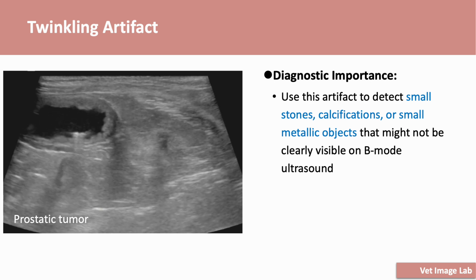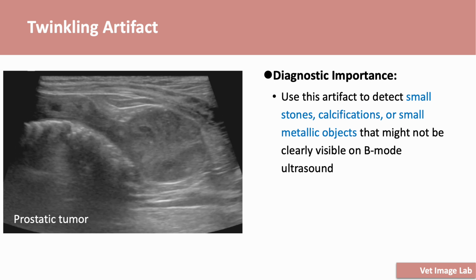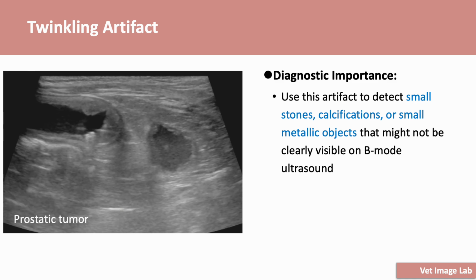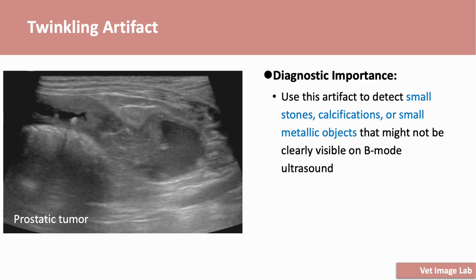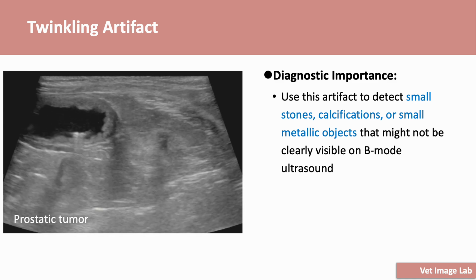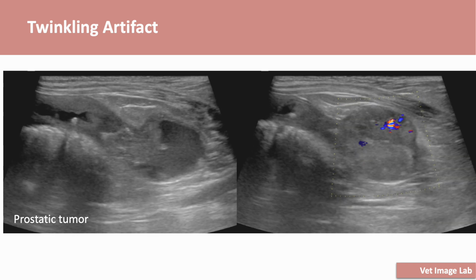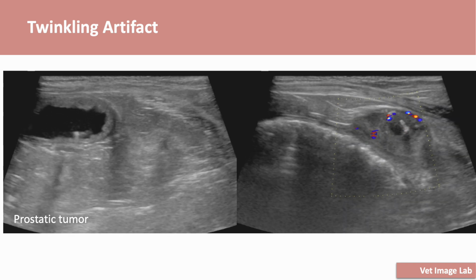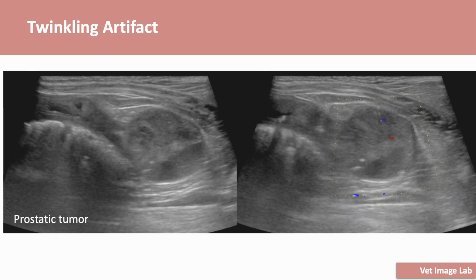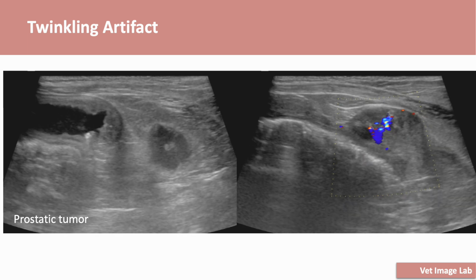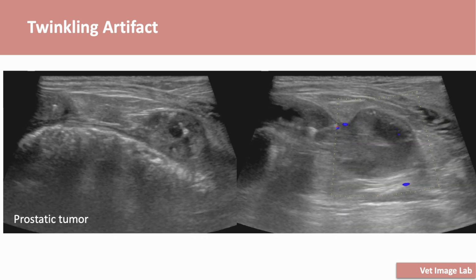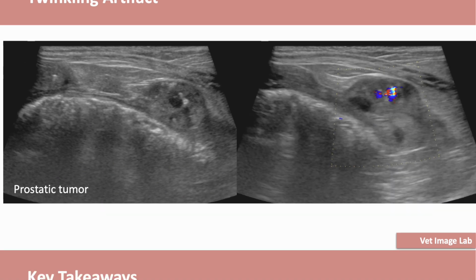Let's take a look at this example. This patient has a prostate tumor, and as you can see, the prostatic parenchyma has undergone multiple cystic changes with internal hyperechoic areas. Now, look at the color Doppler image on the right. Do you see the strong twinkling artifact in this area? This confirms that this region represents a calcified lesion within the prostate.